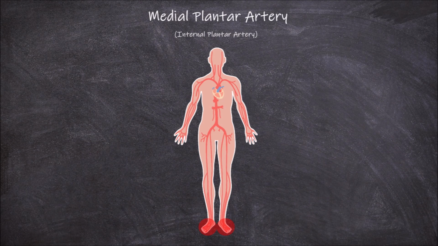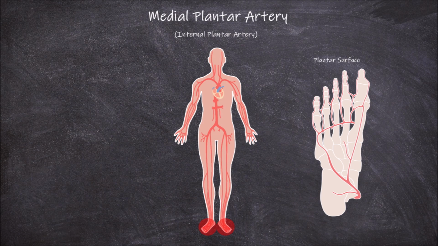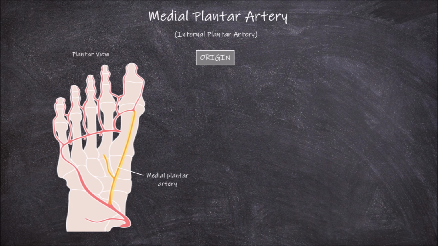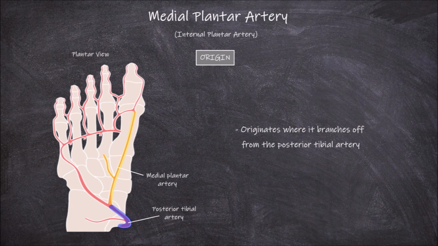If we take a closer look at the arteries on the plantar surface of the right foot, we can see the medial plantar artery highlighted in yellow. Where does this artery originate? This artery originates where it branches off from the posterior tibial artery. The posterior tibial artery can be seen here highlighted in blue.